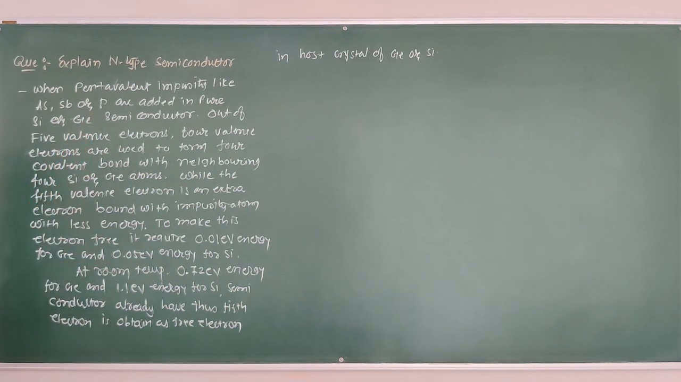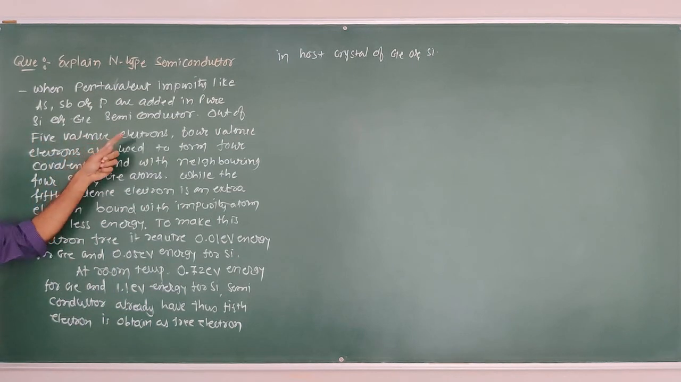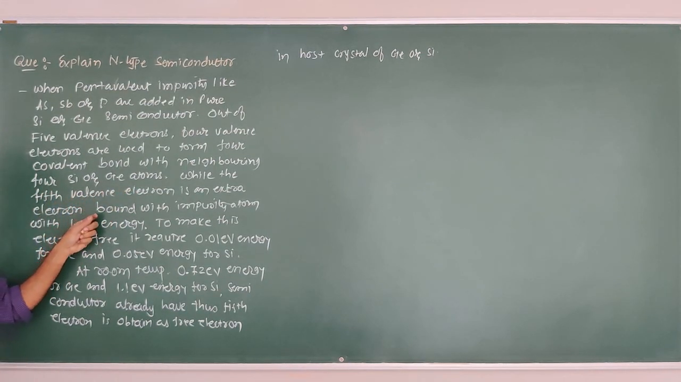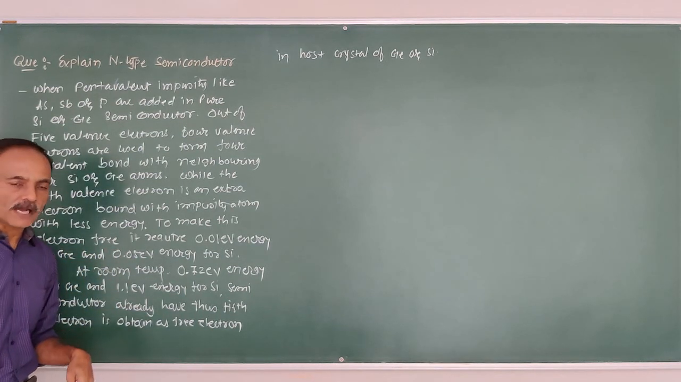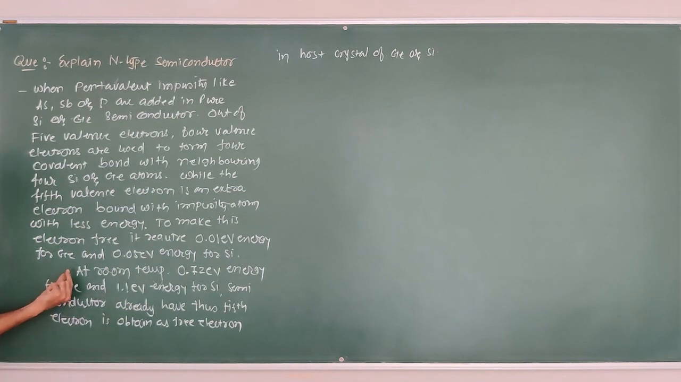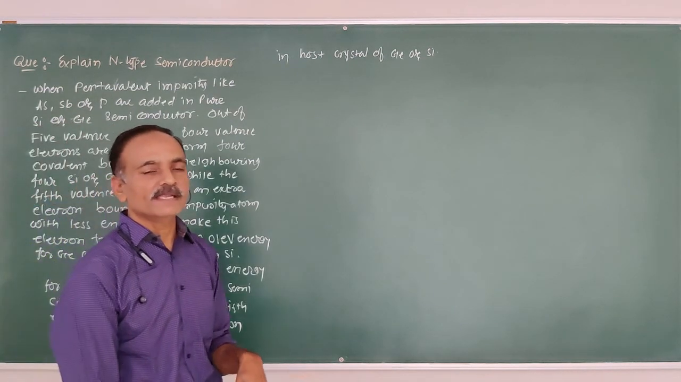How is the N-type semiconductor formed when the pentavalent impurity like arsenic, antimony or phosphorus is added in pure silicon or germanium semiconductor? Out of 5 valence electrons, 4 valence electrons are used to form the 4 covalent bonds with neighboring 4 silicon or germanium atoms. While the 5th valence electron is an extra electron bound with the impurity atom with less energy. To make this electron free, it requires 0.01 electron volt energy for germanium and 0.05 electron volt energy for silicon. At room temperature, 0.72 electron volt energy for germanium and 1.1 electron volt energy for silicon the semiconductor already has. Thus, the 5th electron is obtained as a free electron in the host crystal of germanium or silicon.